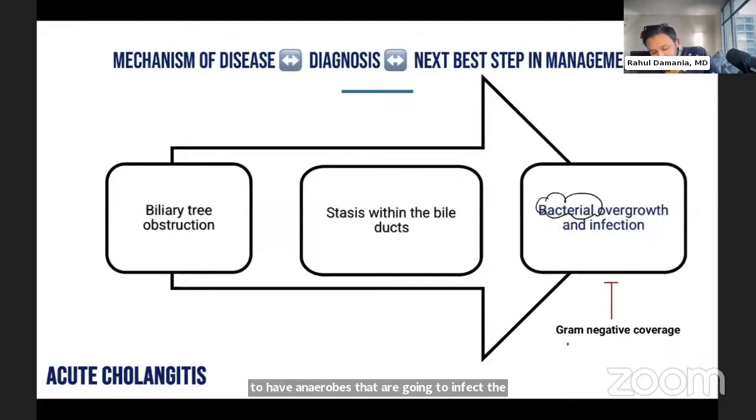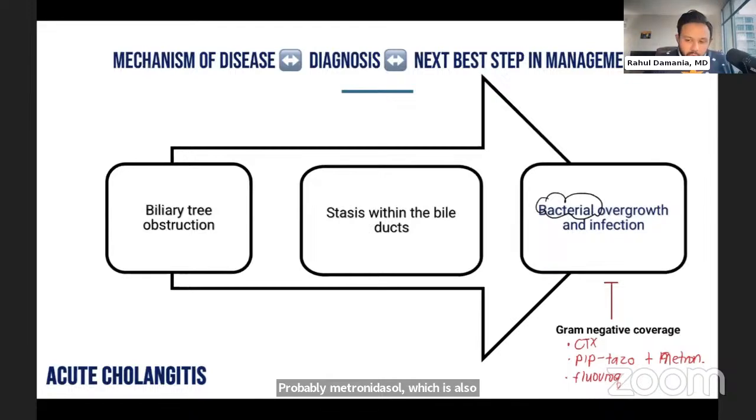So gram-negative coverage, you want to think of ceftriaxone, piperacillin tazobactam, fluoroquinolones. Okay. And what are you going to use for the anaerobic coverage? Probably metronidazole, which is also known as Flagyl. Okay. And that's for anaerobic coverage.